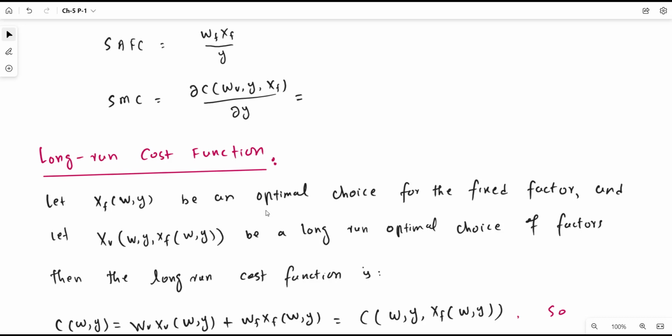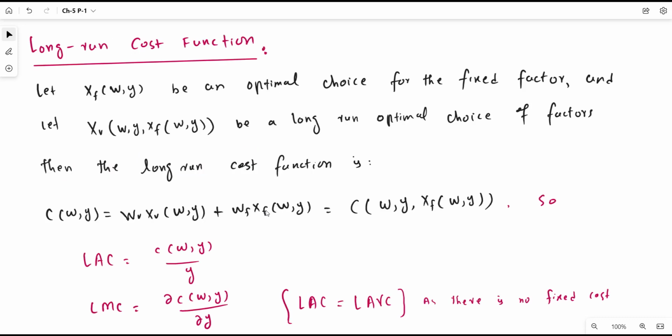Now let us discuss the long run cost functions. As we know, the long run is a time period in which you can adjust and optimize any factor input. So if xf is a function of w and y, it is the conditional factor demand function for the fixed factor input. This is the conditional demand function for the fixed input because in the long run we can adjust it as well. We can optimize it, right?